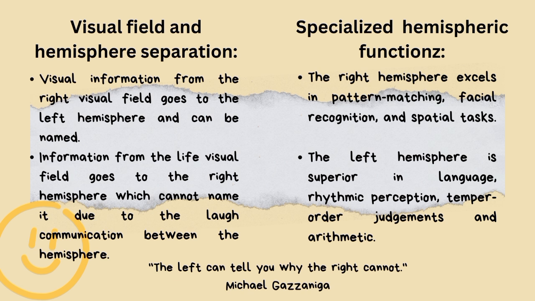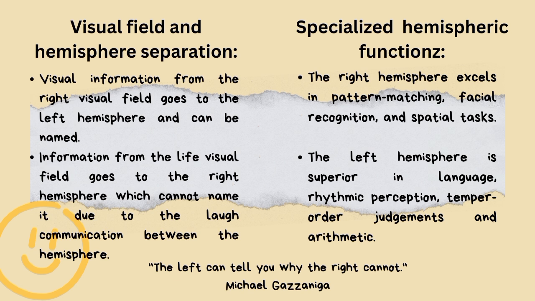My bad if I didn't include their tasks, my apologies. So in the right hemisphere, we have three tasks, which are pattern matching, facial recognition, and spatial tasks. In pattern matching, the right hemisphere is great at recognizing patterns, whether it's identifying a familiar face or detecting a sequence of shapes and colors.